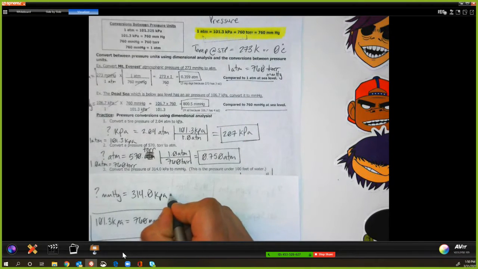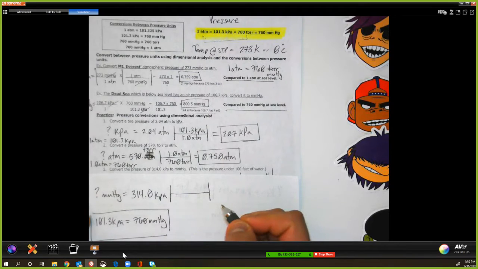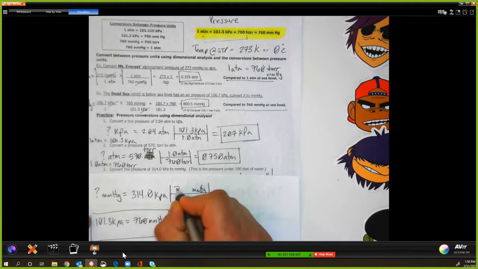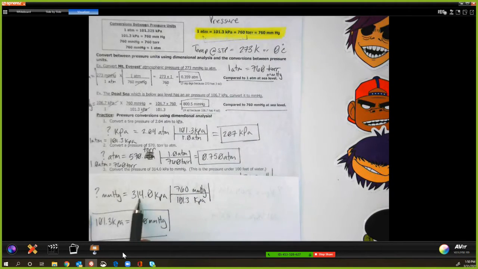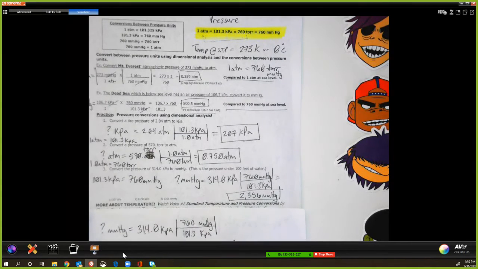And then I'm going to put this in. kPa goes on the bottom. Millimeters of mercury goes up top. 760 up top. 101.3. So my math is 314 times 760 divided by 101.3. And you should have got a big old number of 2,356 millimeters of mercury. Okay.